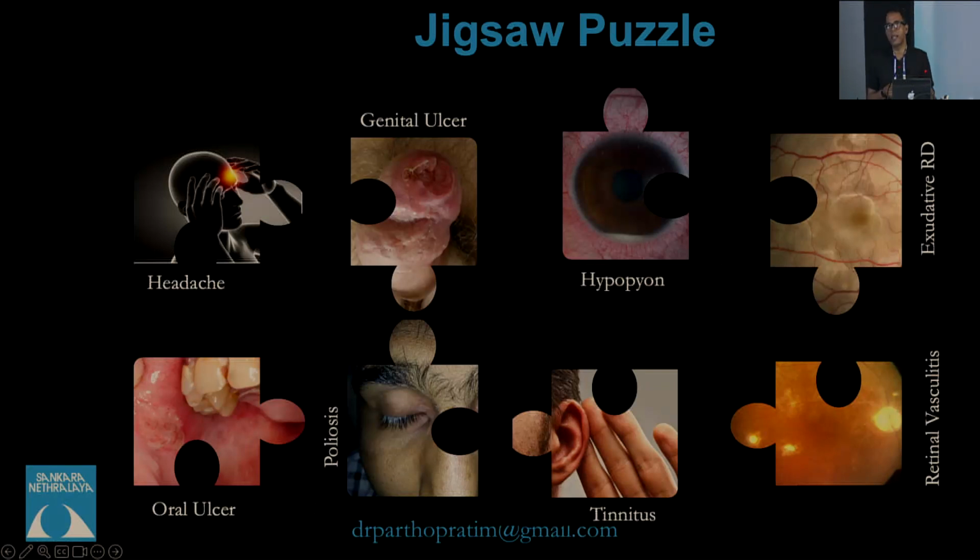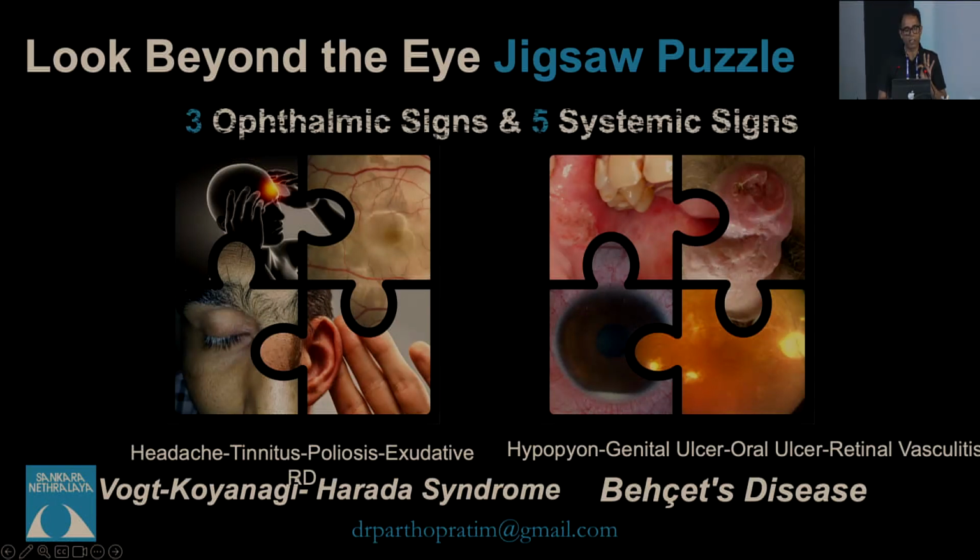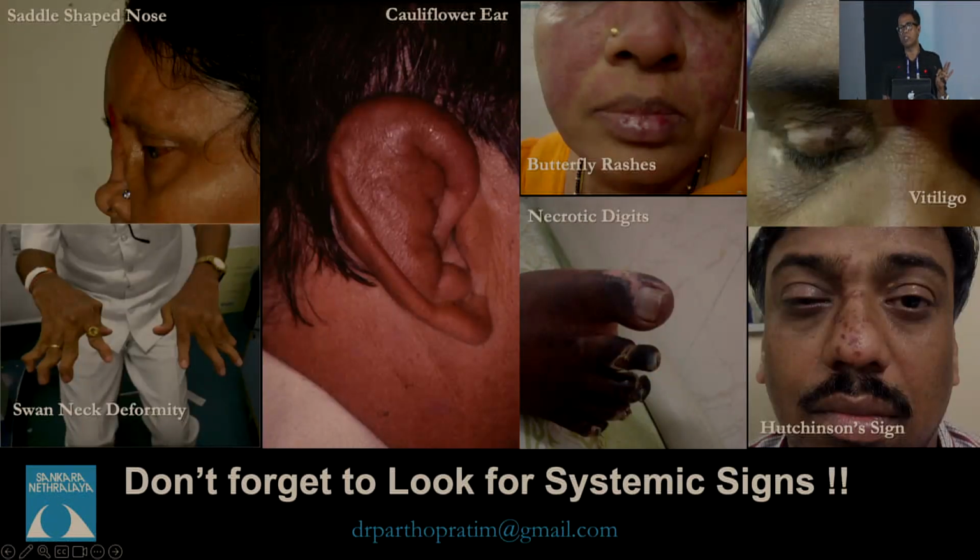Vogt-Koyanagi-Harada, correct. Another? Behçet. Now I'll tell you the secret behind how you diagnose that. I have shown you 3 ophthalmic signs and I have given you 5 systemic signs. But still, you are an ophthalmologist, you could diagnose that. So that means you have to pay attention to the systemic signs. Sometimes you can decode your diagnosis just looking at the systemic signs also. So always try to do that.